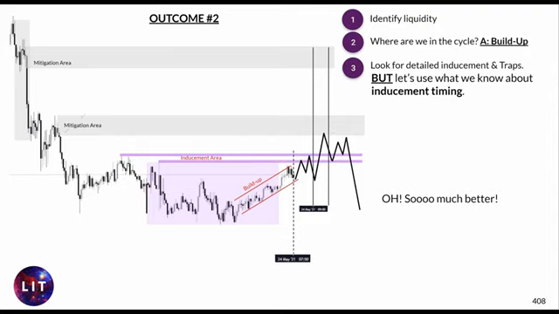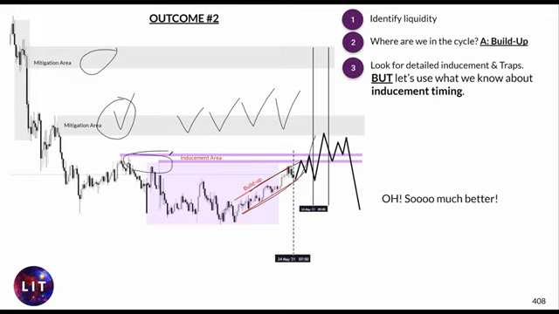So now we can obviously take this one, but worst case scenario, we take this one instead. But just based on timing and the overall play, this will definitely make a lot more sense. We have our build-up, inducement of these areas into mitigation area lined up with timing.